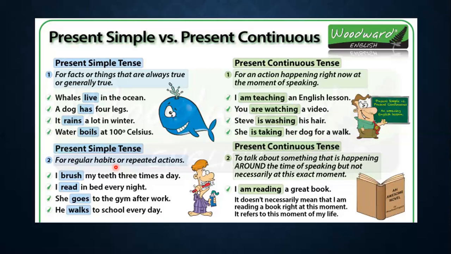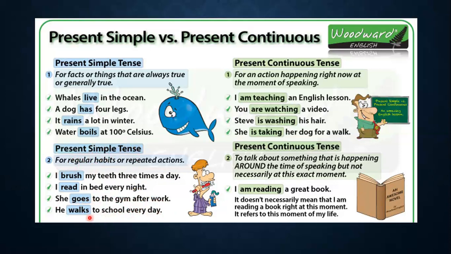Entonces, para ver eso, tenemos que identificar que son acciones regulares. It could be a chronogram. It could be also on a schedule. Something that you do day by day or week by week, or a specific day of your week, you do that. We have some examples, sorry. I brush my teeth 3 times a day. I read in bed every night. She goes to the gym after work. He walks to school every day.